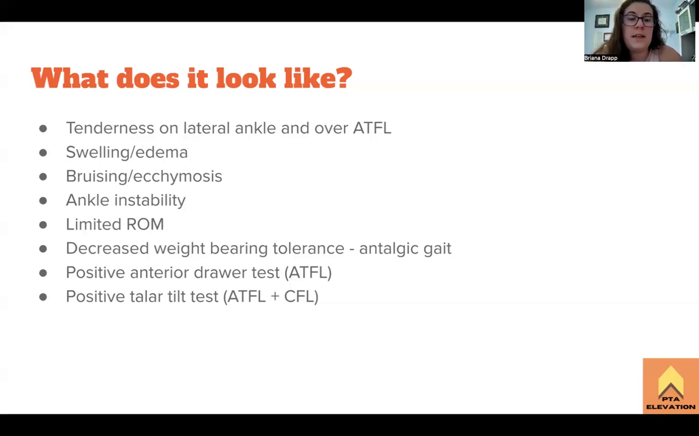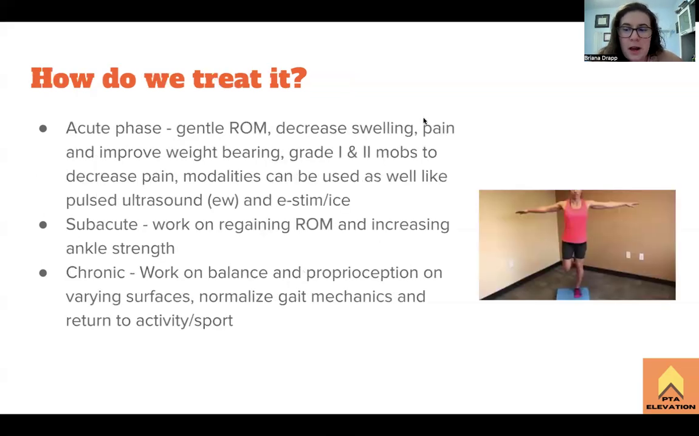And then a positive talar tilt test is going to be for the CFL and the ATFL. So basically you have the foot and you will keep it in neutral and inverted. That's going to cause, again, pain, swelling, and gapping. So those are the two special tests. If you see those, you can pretty much say, ah, we're in lateral ligament sprain land. So how are we treating it?